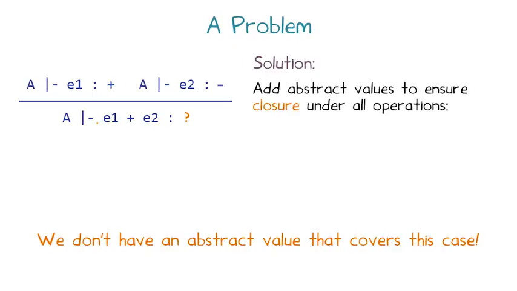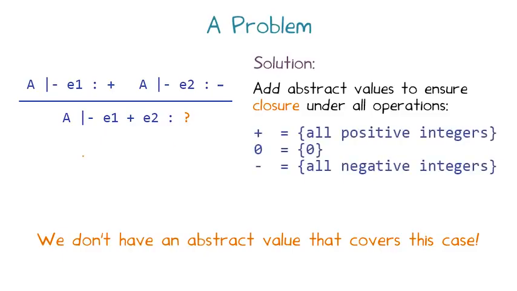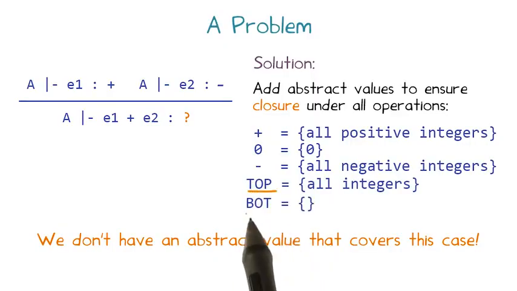The solution is to add new abstract values to our system to make sure the system is closed under all operations. That is, there are no expressions with undefined abstract values. To our existing abstract values, we will add 2 additional abstract values. Top, which will represent the set of all integers, and bottom, which will represent the empty set. Notice that the abstract values no longer represent disjoint sets of concrete values. This is okay. This happens quite regularly in real-world programming.